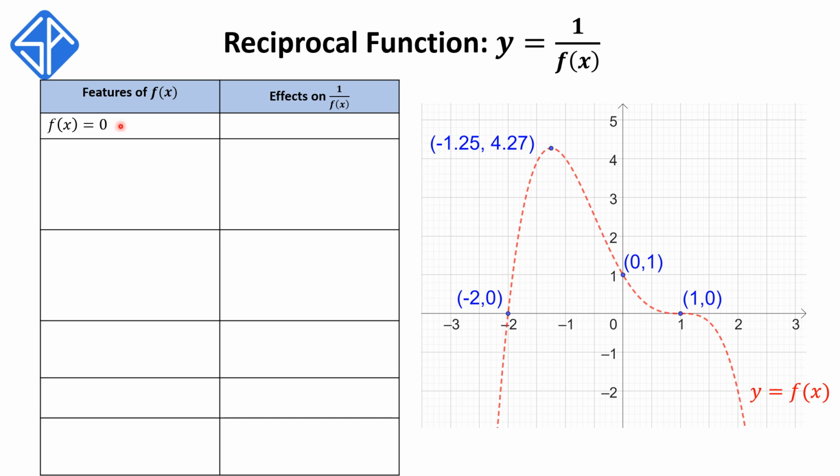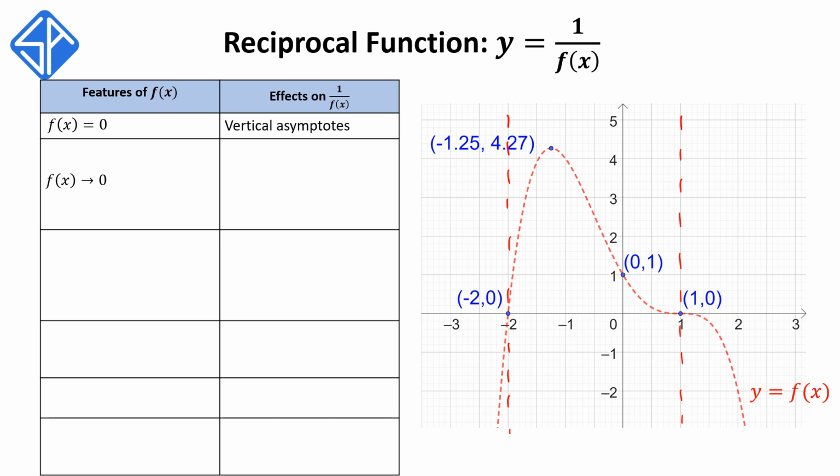If f of x is equal to 0, then if we think about 1 on f of x, we have got 1 divided by 0, and that is undefined. So this means that wherever f of x is equal to 0, your reciprocal function is going to have vertical asymptotes. So we can begin by sketching in the vertical asymptotes at x is equal to -2, another one at x is equal to 1.